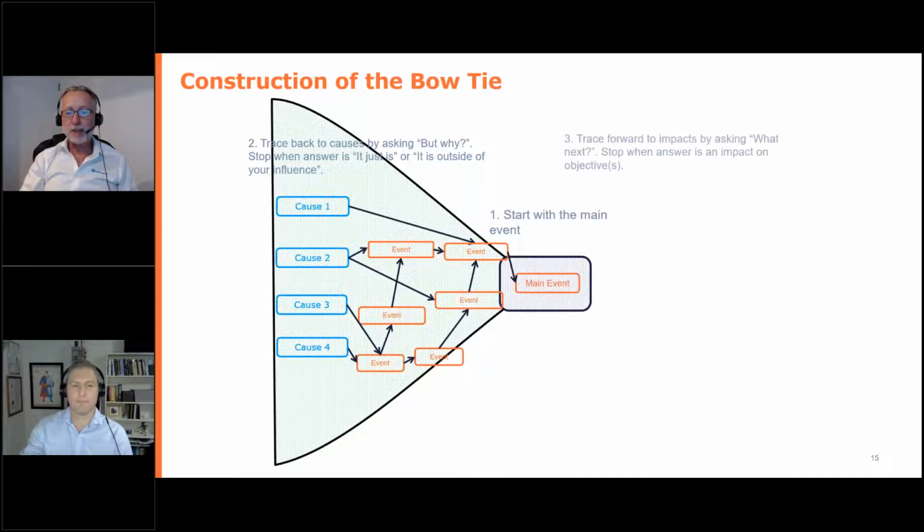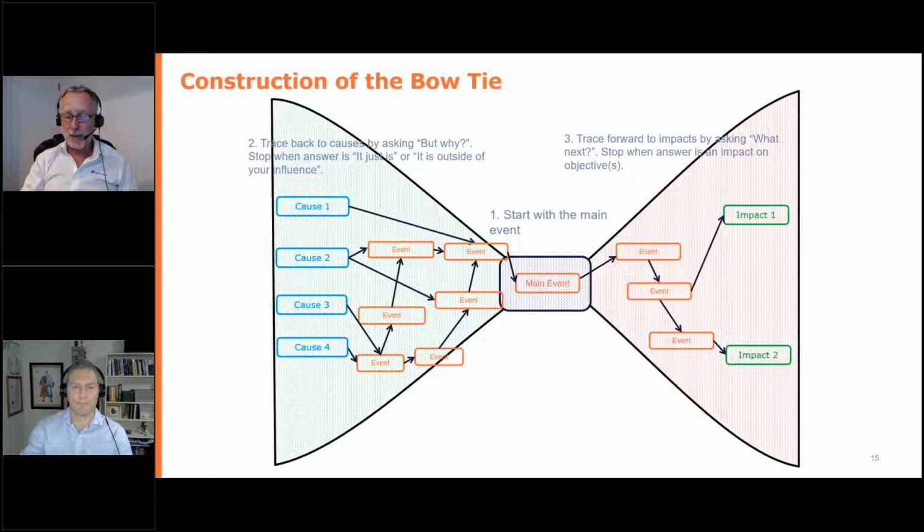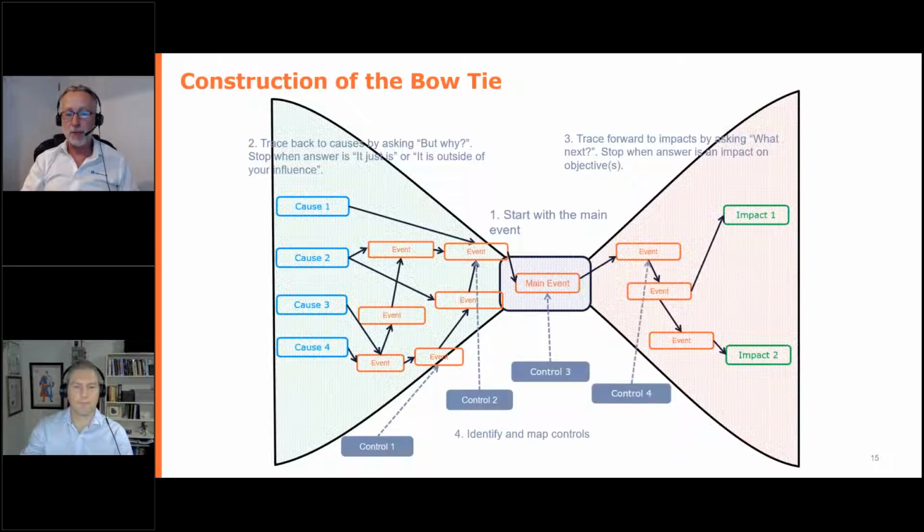We go the other way by asking, but what next? Until the answer is an impact on one or more of our objectives. And we've now got the inherent risk bow tie. And then we simply add controls on and link them to the appropriate spot in the bow tie. In very simple ways, that is bow tie construction.